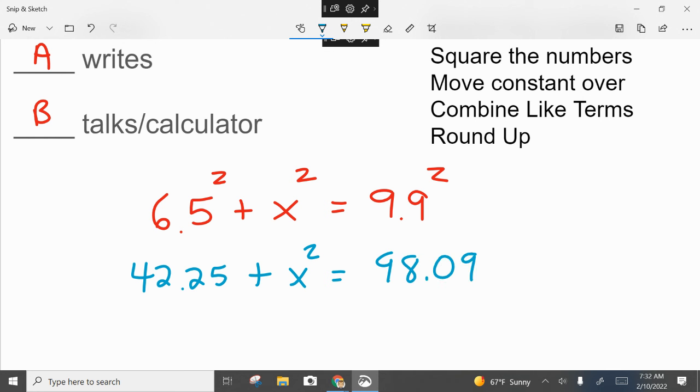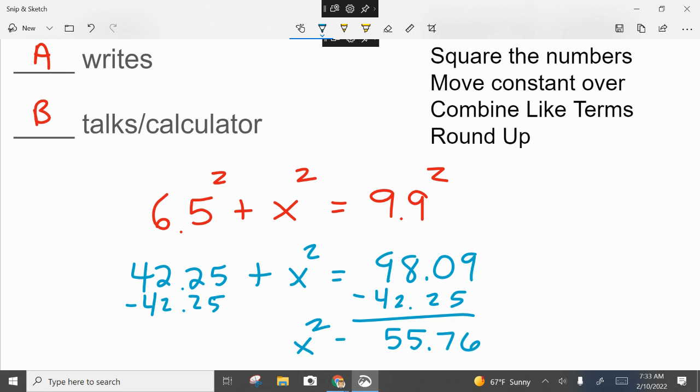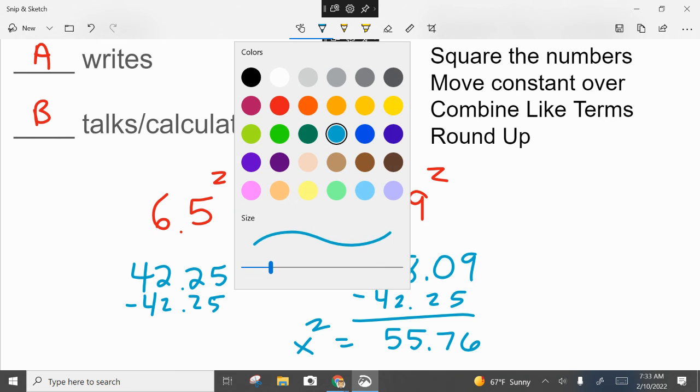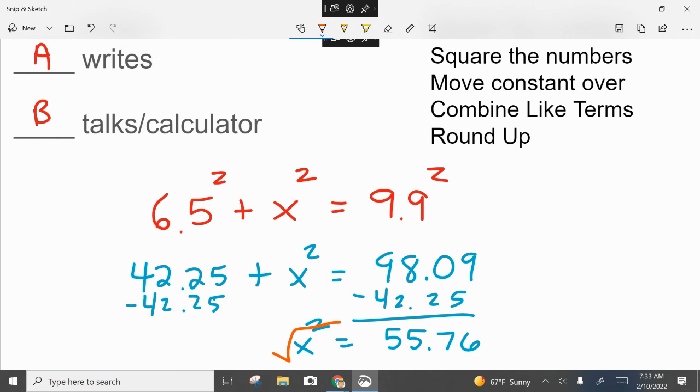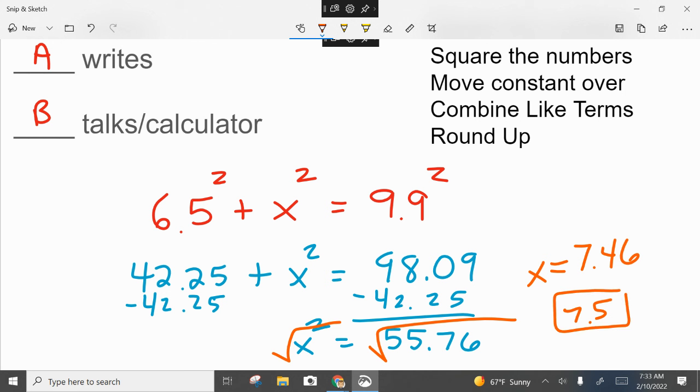All right, then you're going to subtract your constant. All right, so this is good equation skills too, right? It's good to brush up your equation skills. All right, and then square root it. Which equals 7.5.